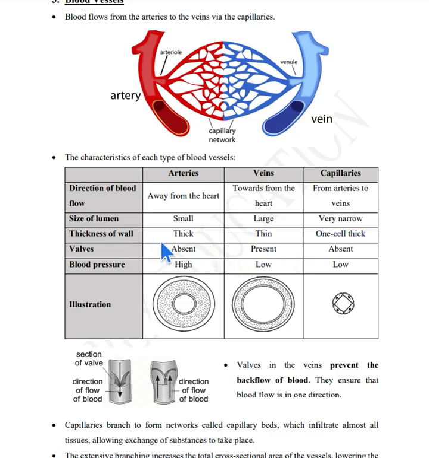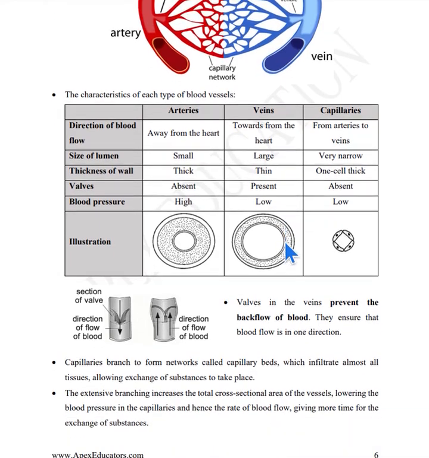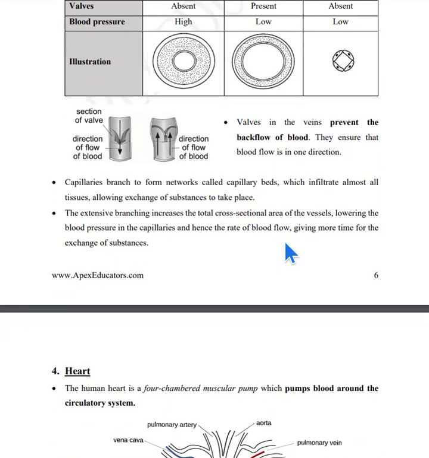The valves for the artery are absent. The valves for the veins are present, and the valve for the capillary is absent because there's no space. Blood pressure for artery is high, vein and capillaries blood pressure are low. So you need to know that valve in the vein prevent backflow of blood.